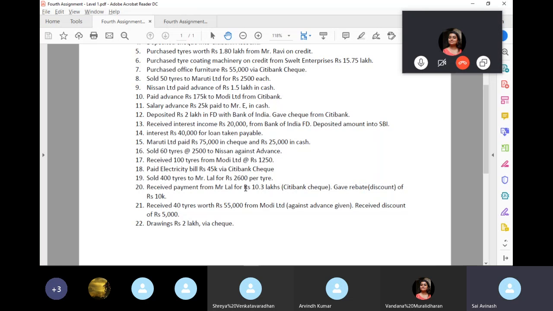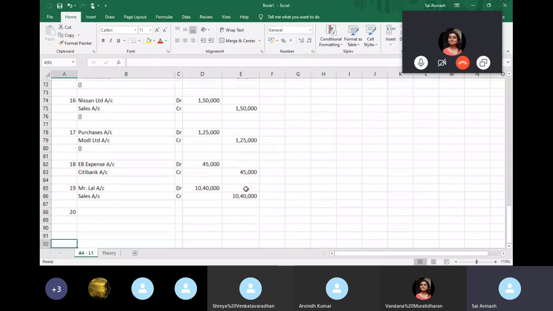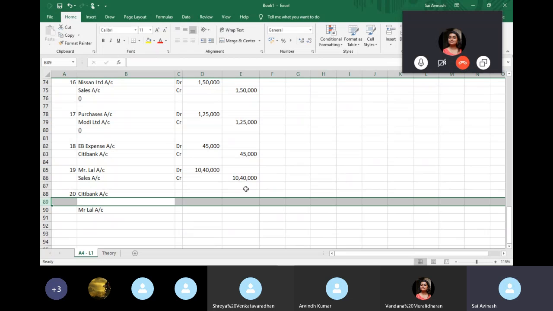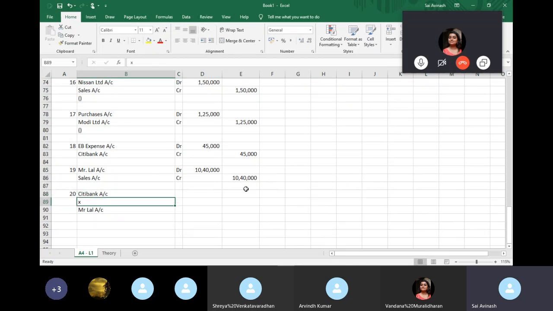So what are the facts? I know that Mr. Lal is involved. I know that he's giving me a Citibank check, which makes me deposit it in Citibank because it's common sense. I receive the money early, and I'm giving him a discount. So 3 ideas. I know that Mr. Lal is involved, Lal's account. I know that Citibank is involved. I don't know whether the third account is involved. As of now, let's see how we figure it out. I know that I'm receiving a check for 10.3 lakhs.